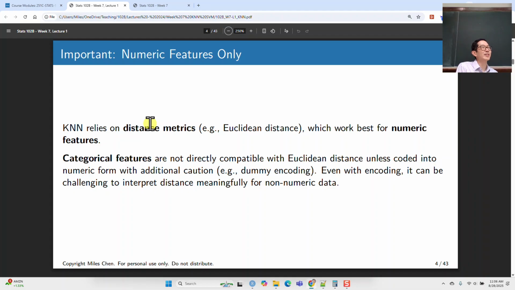If you have handedness, right-handed versus left-handed, and then let's say you have gender as another feature, if you just encode these as dummy variables, is the difference in handedness equivalent in magnitude to the difference in gender and things like that? That's a tough question, right? How do you meaningfully interpret distance when you don't have numeric values?